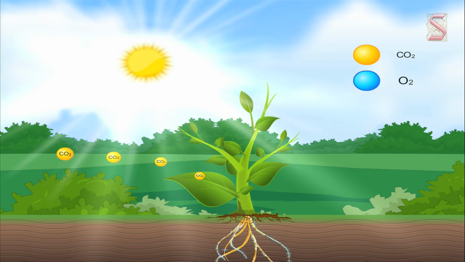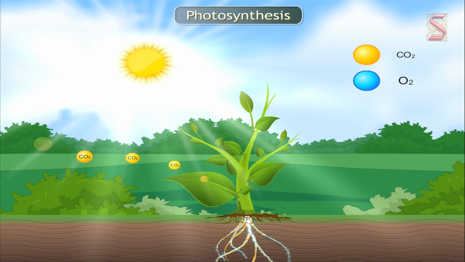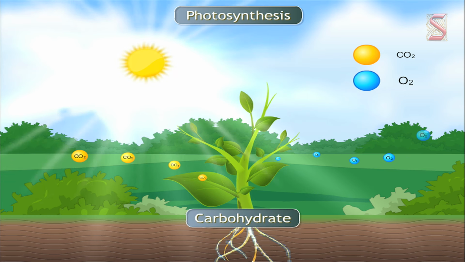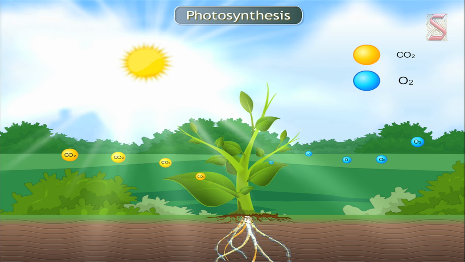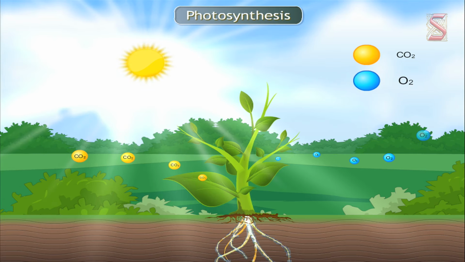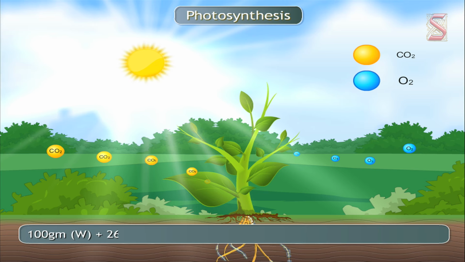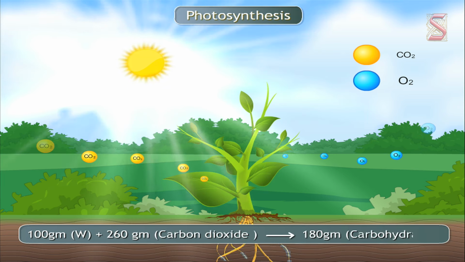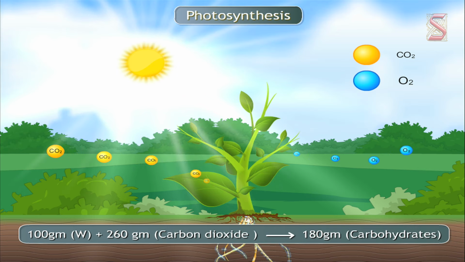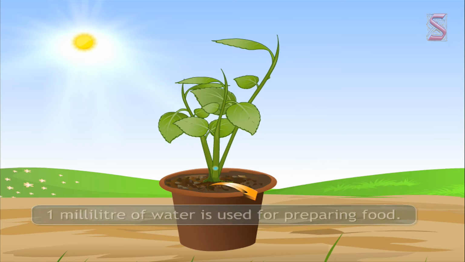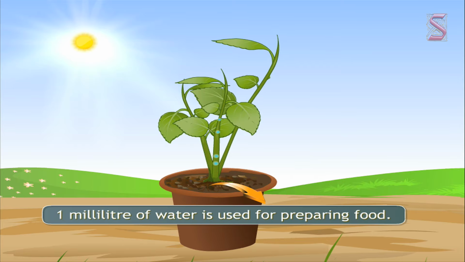Plants prepare food by the process of photosynthesis. The food so prepared is called carbohydrate. For this, they require carbon dioxide and water. In the presence of sunlight, 100 grams of water combines with 260 grams of carbon dioxide to produce 180 grams of carbohydrates. If a plant absorbs 1 liter of water, only 1 millimeter of water is used for preparing food.